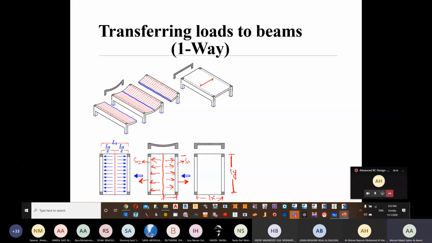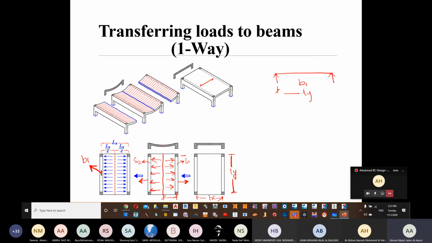Now, if we try to analyze the beam in this scenario, I'm taking this beam and calling it beam 1. Now, beam 1 is having a length of what exactly? What is the length of B1?